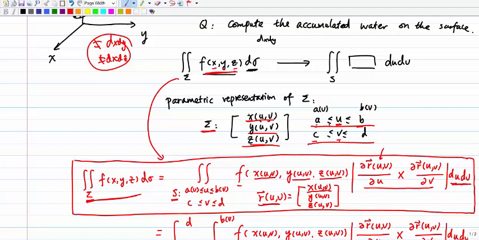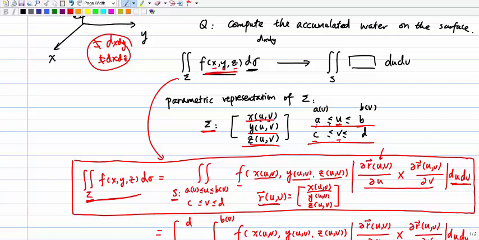This is what your parametric representation has. Then you take the partial derivative of this r with respect to u, cross product with the partial derivative of this r with respect to v. Now r is just, like I said, x, y, z, a function of u and v. Then you compute that cross product.